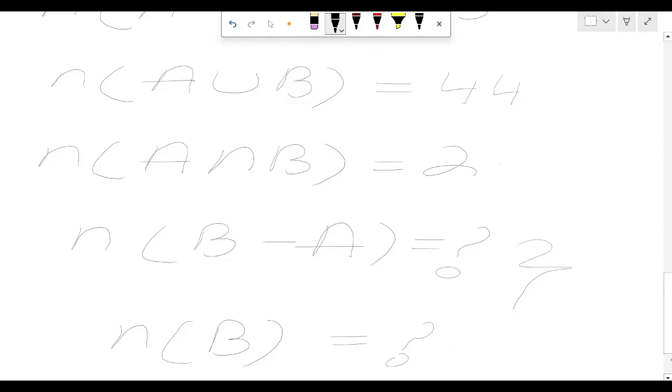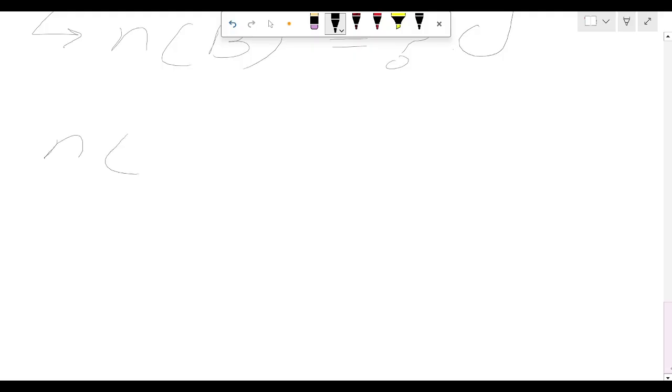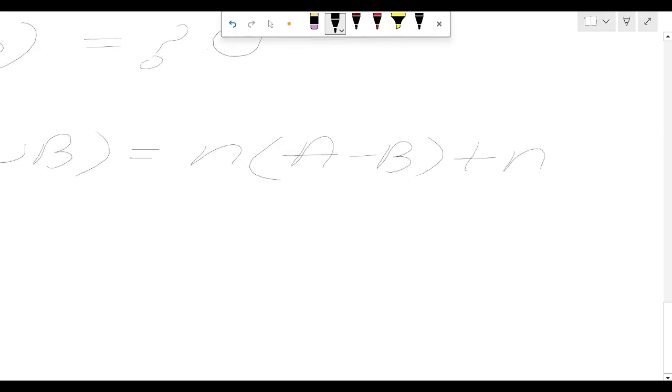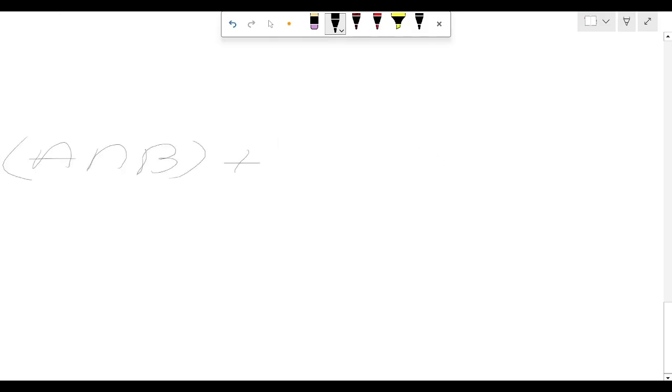So how can we find both of these values? Firstly, we will use the formula to find n of B minus A, and then after achieving that value, we will find n of B. So I'll use the first formula for any two overlapping sets, which is n of A union B is equal to n of A minus B added with n of A intersection B, and then again added with n of B minus A.